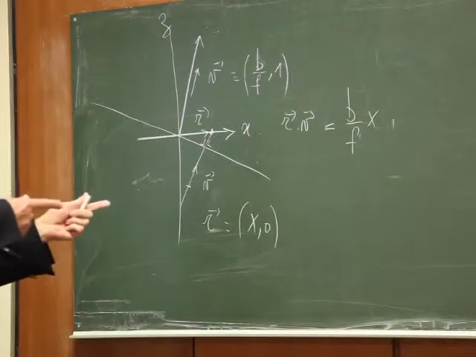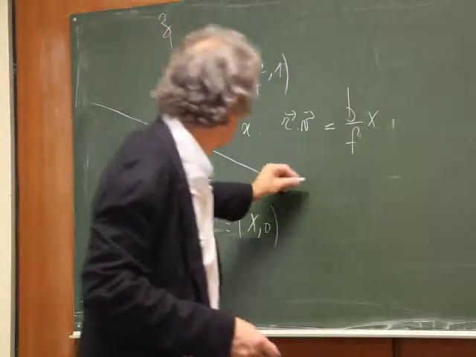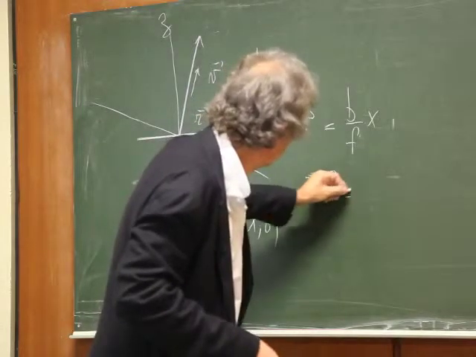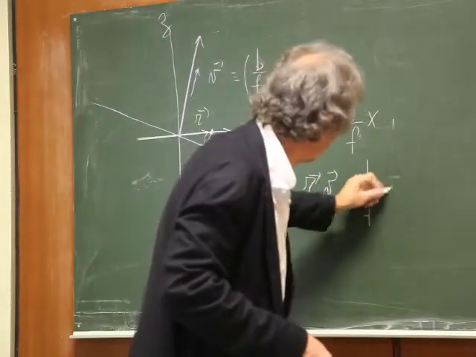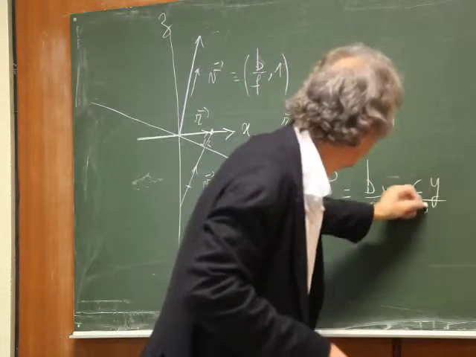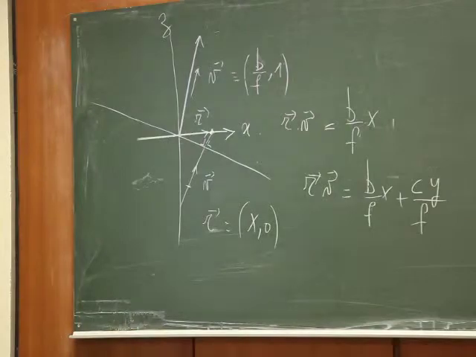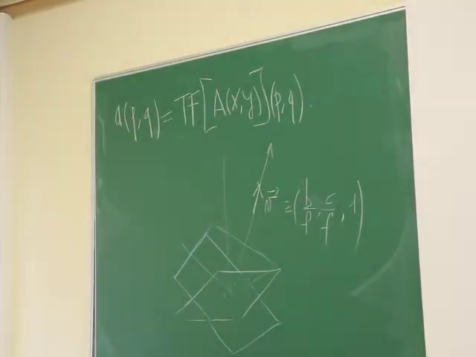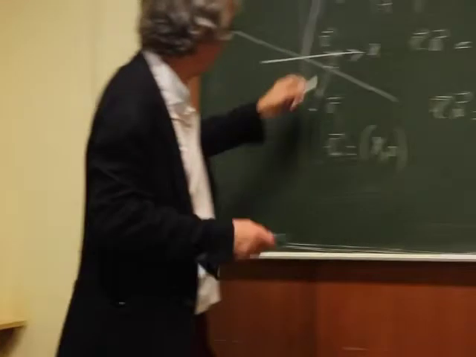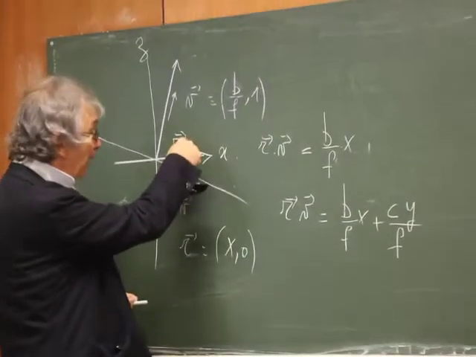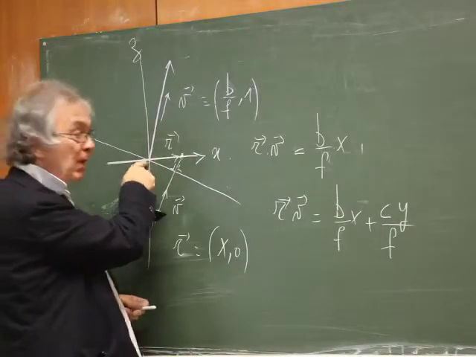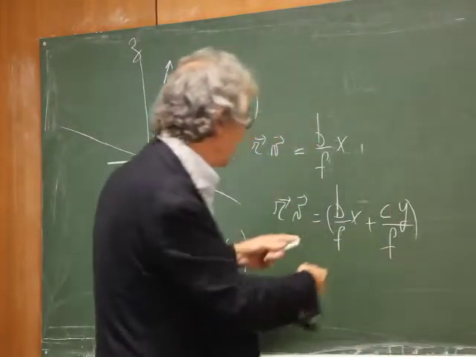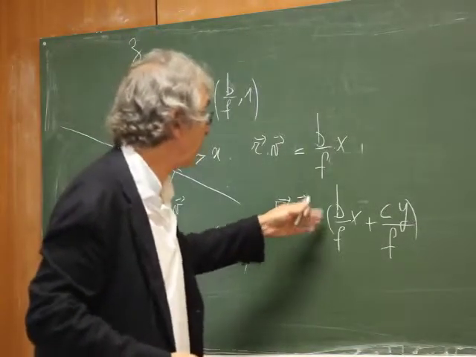If I made the same exercise in two dimensions, I would find that r times v is equal to b over f times x plus c over f times y. This is just a generalization of that result. Now I see that at this point x, I am in a phase advance compared to that point, so the phase difference should have a plus sign, not minus.